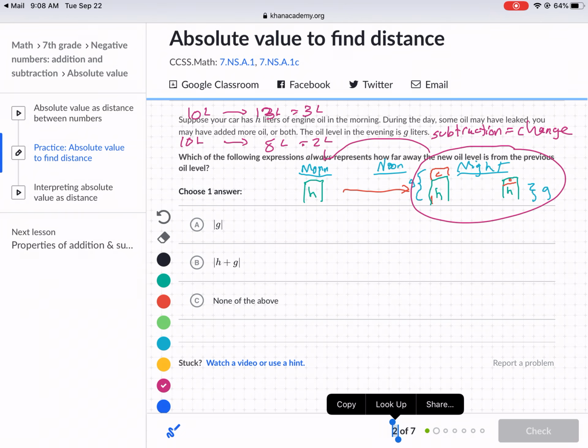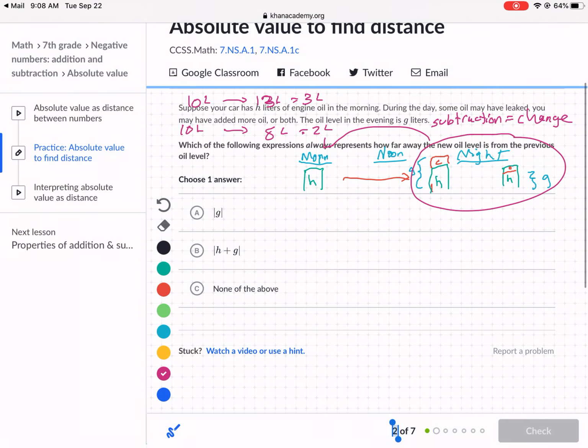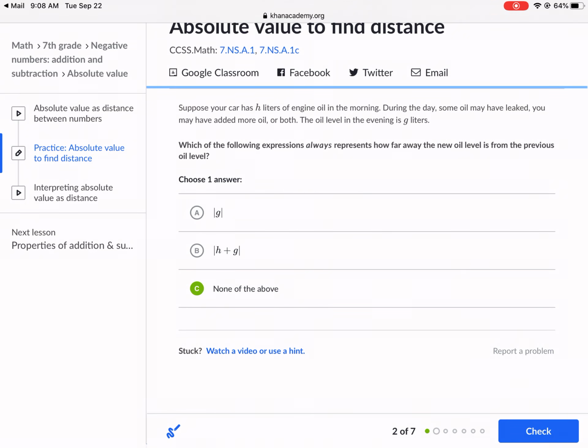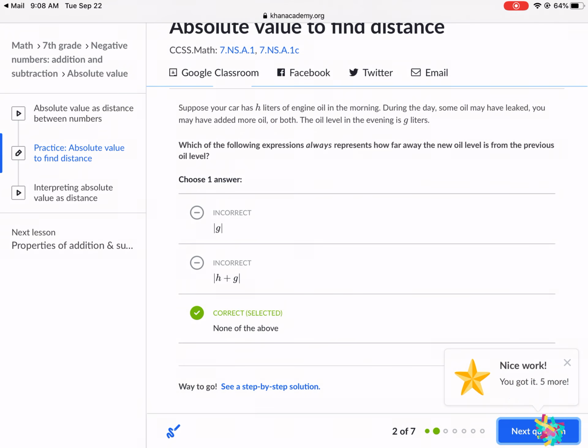Which represents how far away the new oil is from the previous oil level. Letter A just tells the new oil level, doesn't tell us how far away it is. The new one just tells us the total. I don't even know what that would tell us. It would tell us the morning plus the evening, like adding twice here. So this is none of the above, because we want to find the difference to see the change. Check. All right.